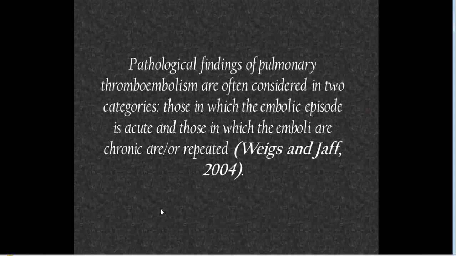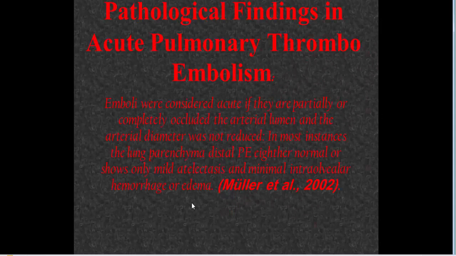Pathological findings of pulmonary thromboembolism are often considered in two categories: those in which the embolic episode is acute, and those in which embolic episodes are chronic or repeated. Pulmonary embolism may be acute or chronic. Findings are considered acute if the arterial lumen is partially or completely occluded and the arterial diameter is not reduced. In most instances, lung parenchyma distal to the embolus is either normal or shows only mild atelectasis and minimal intra-alveolar hemorrhage or edema.